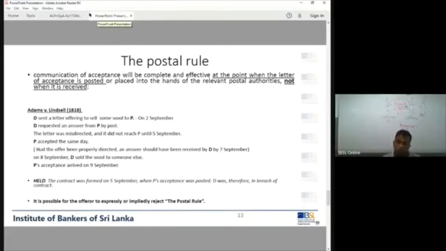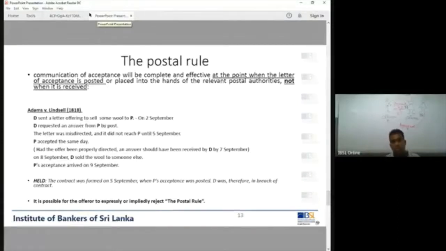The question is, at what point does the court have to consider the acceptance is communicated to the offeror? Is it the time that the letter came to the address of the offeror? Or is it the time that the offeror actually received the letter? Or is it the time that he actually read the letter? Those are the questions that we have to answer. So there is uncertainty in that.